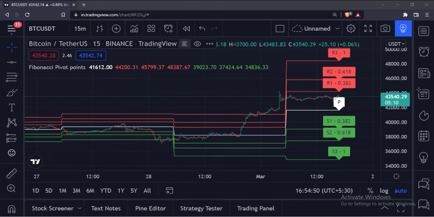As you can see, the white line is the pivot line. The green lines are the Fibonacci support lines. The red lines are the Fibonacci resistance lines.